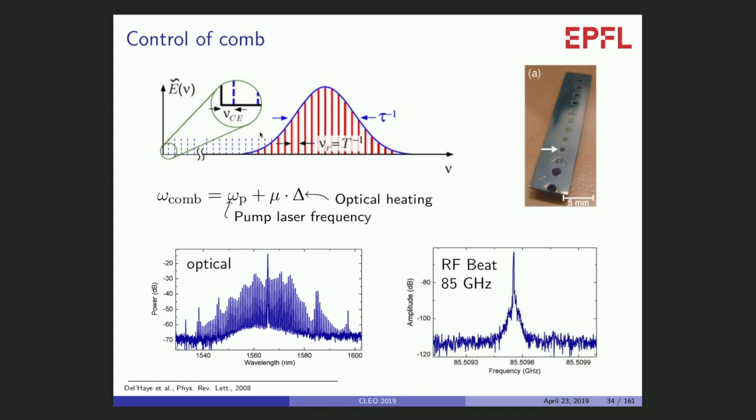And now another degree of freedom that you have is the pump power, and the pump power typically causes, via the temperature-dependent refractive index, the free spectral range to vary. And that's why if you take the pump frequency and pump power as the two parameters, you can actually control both the repetition rate and the comb spacing.